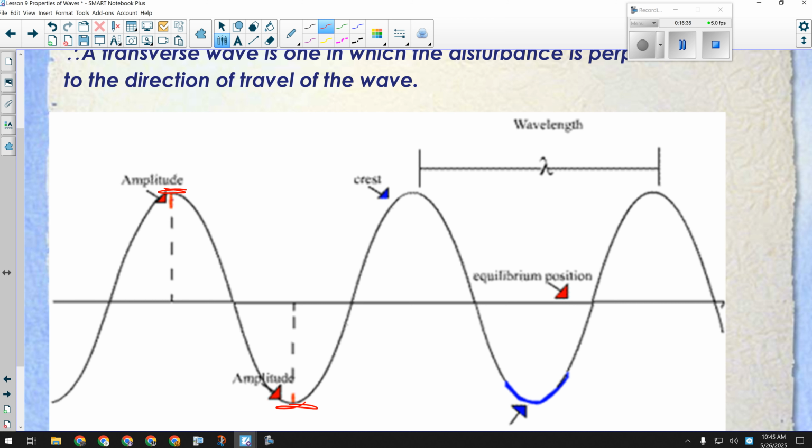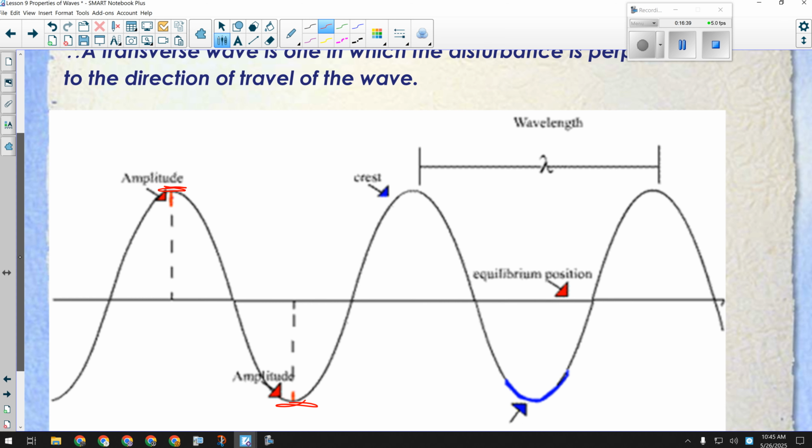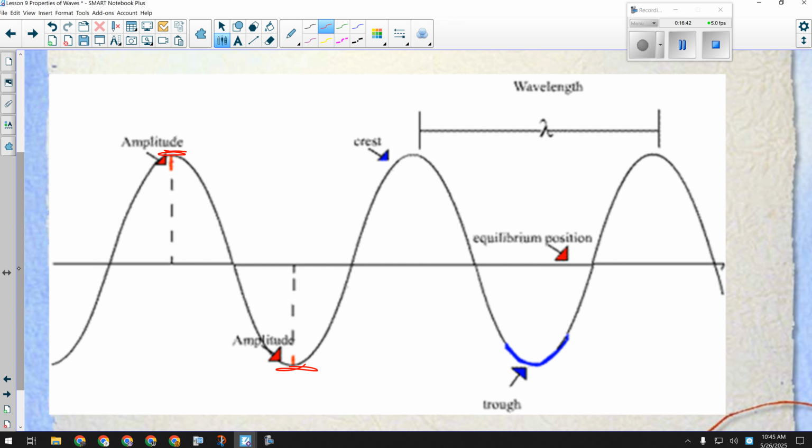So, other terms that are new. Crests and troughs. These are the names given to the maximum amplitudes above equilibrium and below equilibrium. So, a crest is above equilibrium, a trough is below equilibrium. Maximum amplitude in either direction. Okay, equilibrium position, still a term that we know from before.